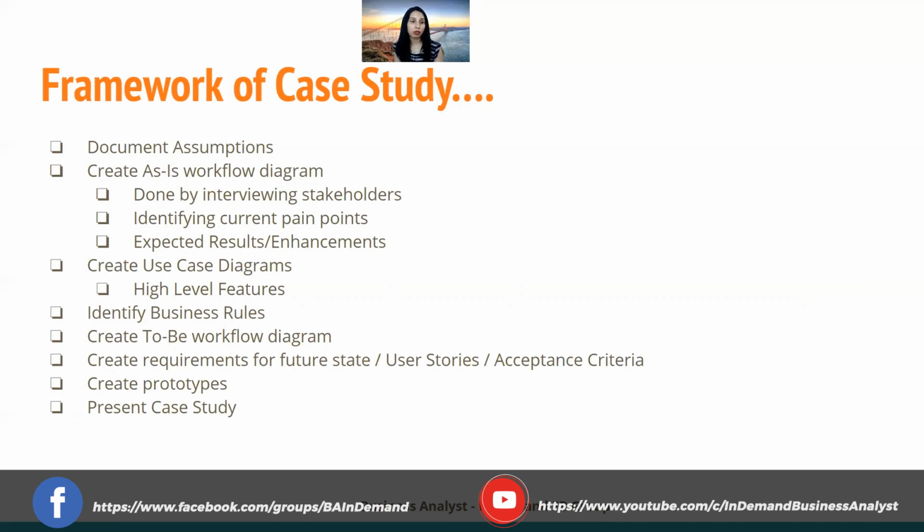So that's the goal. We're going to create as-is workflow diagrams, which are done by interviewing stakeholders, identifying current pain points, and expected results or enhancements. We're going to create use case diagrams, which are high-level features of our program or our app. We typically document business rules. We create to-be workflow diagrams. We create requirements for future state, which could be user stories, which also include our acceptance criteria. And then we do some level of prototyping, and then we present our case study.